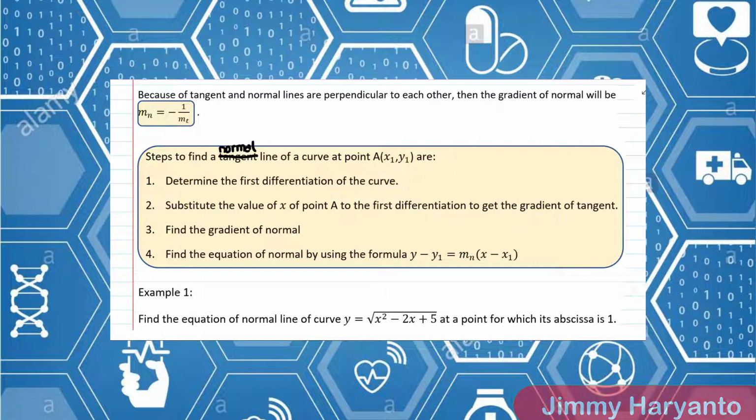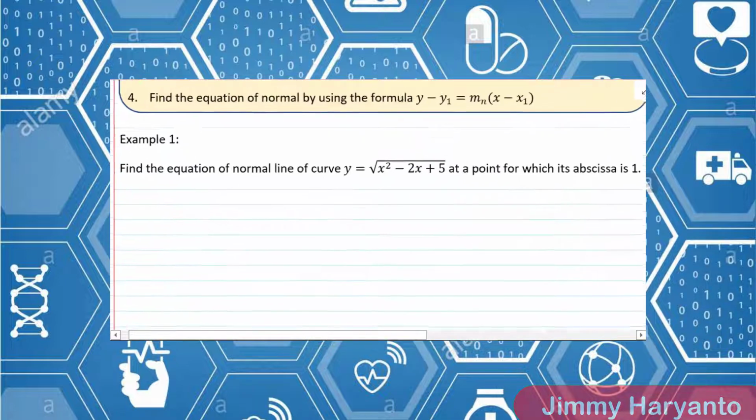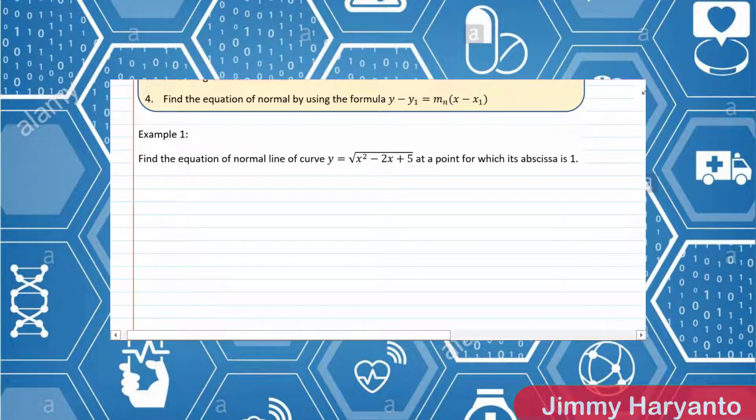In step 3 we find the gradient of the normal first, before the equation of the normal. So we don't have to find the equation of the tangent, we don't need to. We have to find the gradient of the normal and then find the equation of the normal. Okay, let's try this. Find the equation of the normal.